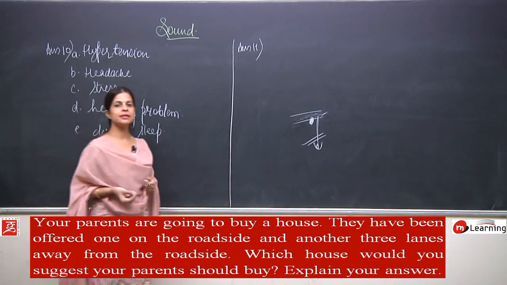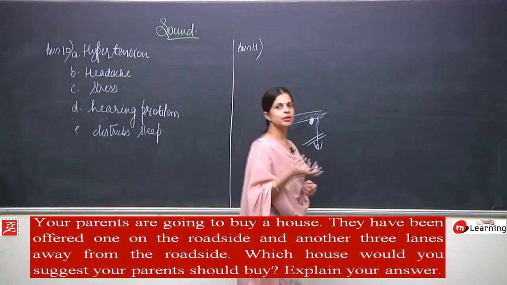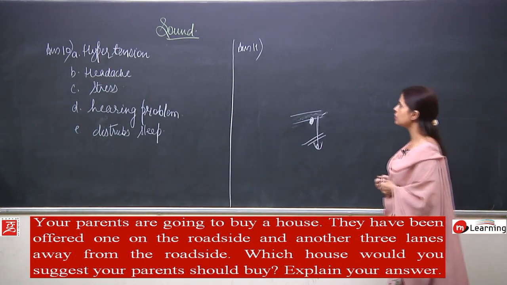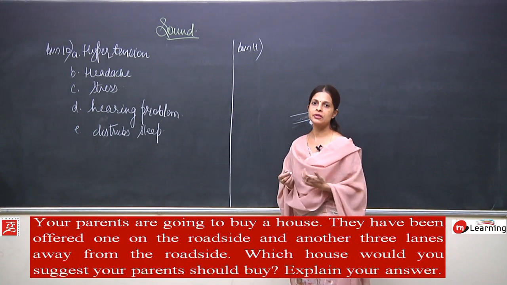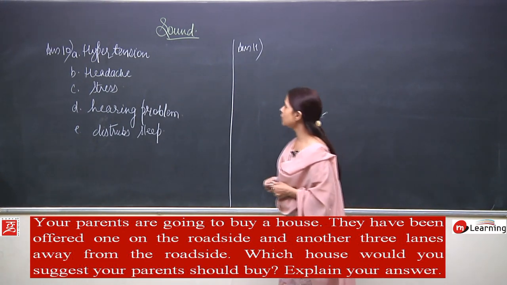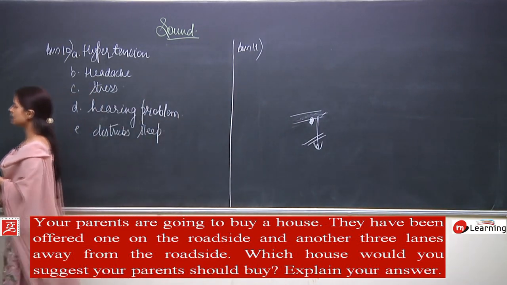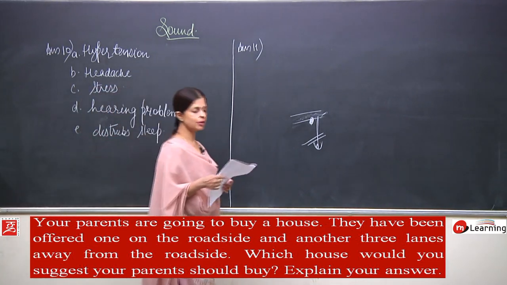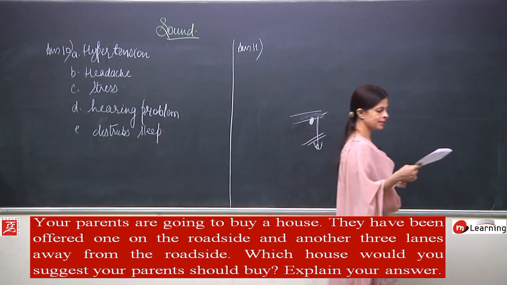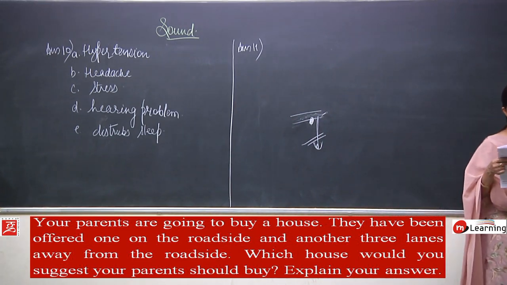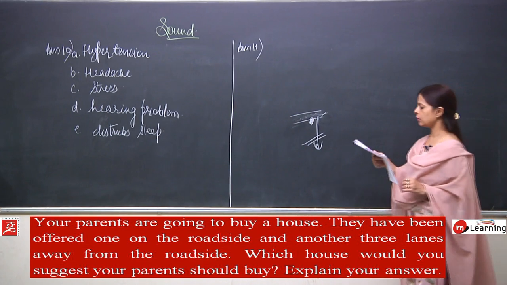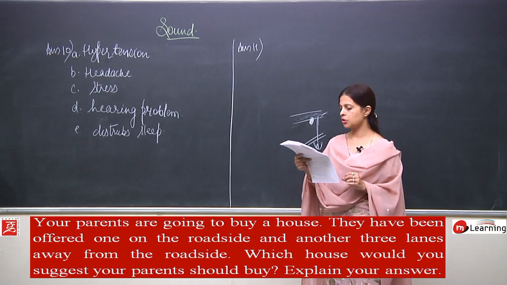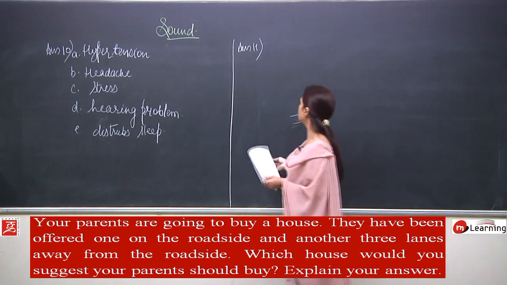So what will you suggest, children? You should suggest to your parents to have a house three lanes away from the main road, isn't it? So this should be your answer. You are supposed to write the answer: your parents are going to buy a house. They have been offered one on the roadside and another three lanes away from the roadside. Which house would you suggest your parents should buy? And even you have to explain. So we'll write over here.